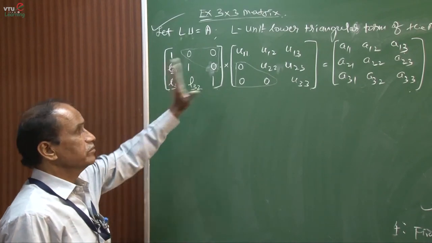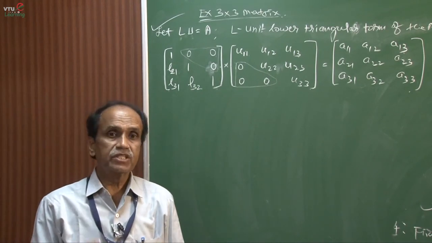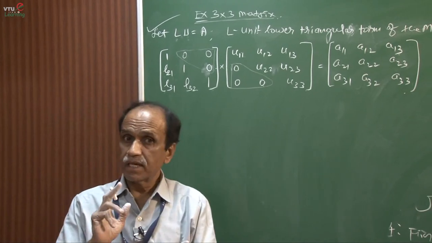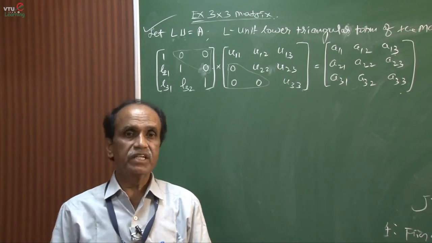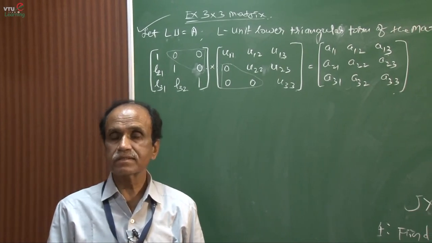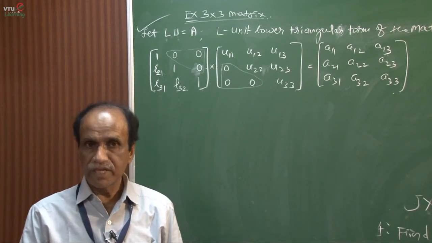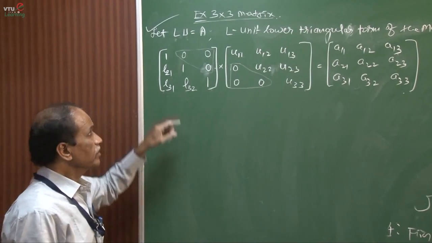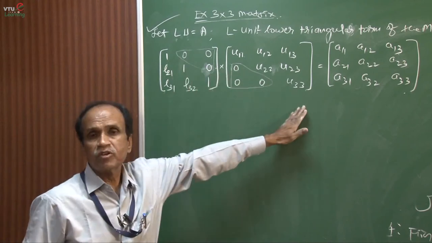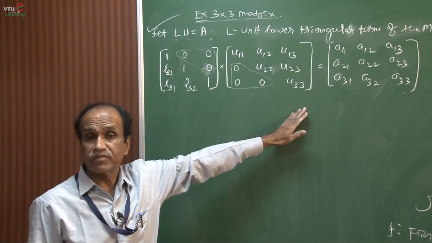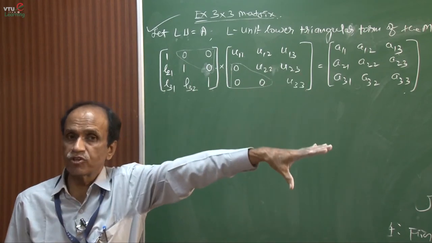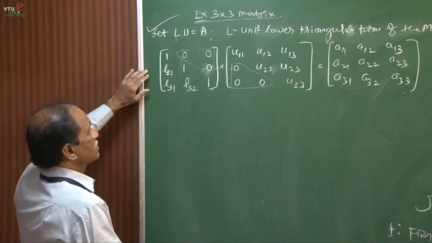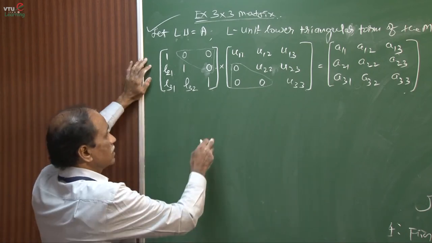Now, what about the multiplication? Is multiplication admissible or not? Multiplication between two matrices is admissible only when the number of columns in the first matrix is equal to the number of rows in the second matrix.